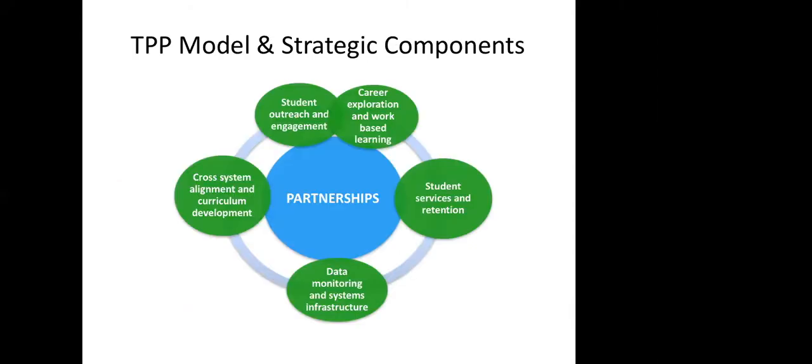So back to the model that Annie shared earlier. These are the 5 strategic components for the Education Futures project, and these were incorporated into the template. I just wanted to review these quickly so you have an understanding as you're looking at your partners, where they might fit into the strategic components. We're looking at student outreach and engagement, career exploration and work-based learning, student services and retention, data monitoring and systems infrastructure, cross-system alignment, and curriculum development. So as you are identifying partners or potential partners in your ecosystem, you can ask yourself, are they partners that could help in these strategic components in any way?